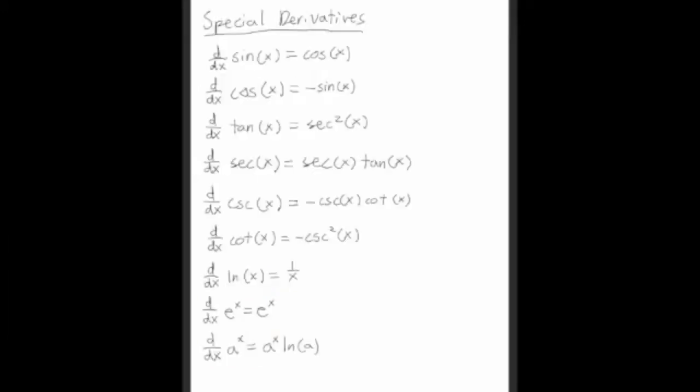So here are some special derivatives. The trig derivative, so sine becomes cosine, cosine becomes a negative sine, tangent becomes secant squared, secant becomes secant tangent, cosecant becomes negative cosecant cotangent, cotangent becomes negative cosecant squared, natural log of x becomes 1 over x, e to the x becomes e to the x, and a to the x becomes a to the x ln of a, where a is any constant.